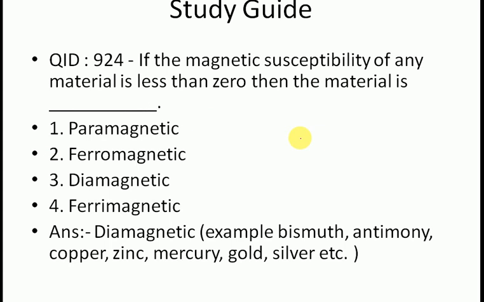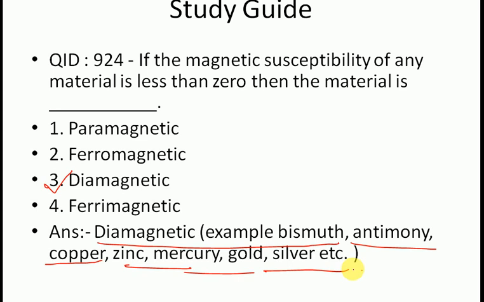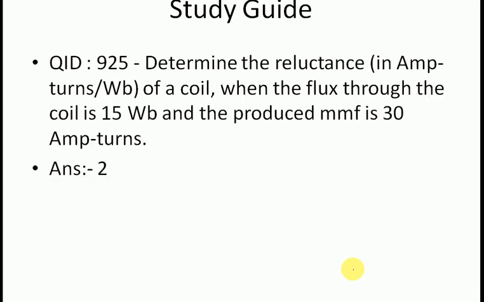If the magnetic susceptibility of any material is less than 0, that means negative, then the material will be a diamagnetic material. Clearly remember it, a very important question for the examination. Examples of diamagnetic material are bismuth, antimony, copper, zinc, mercury, gold, silver, etc. These all are diamagnetic materials, and they have a susceptibility less than 0, that is a negative susceptibility.